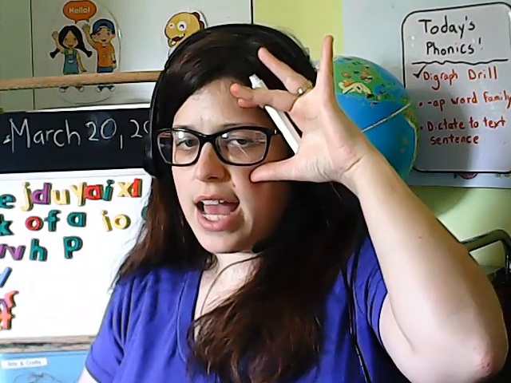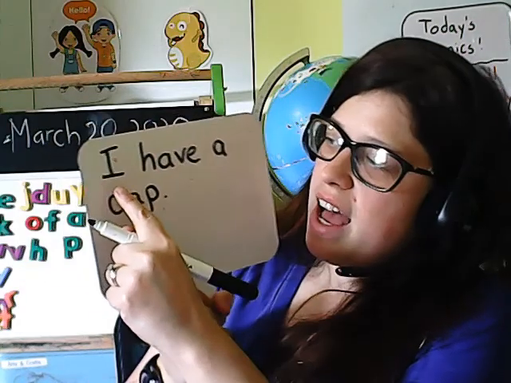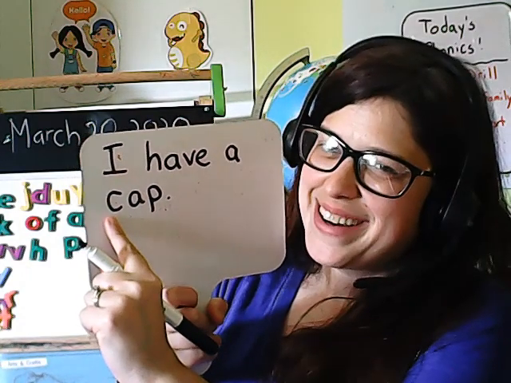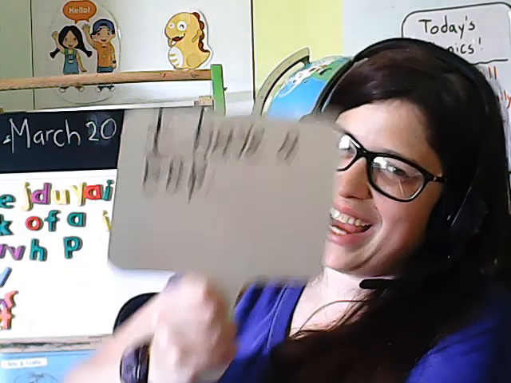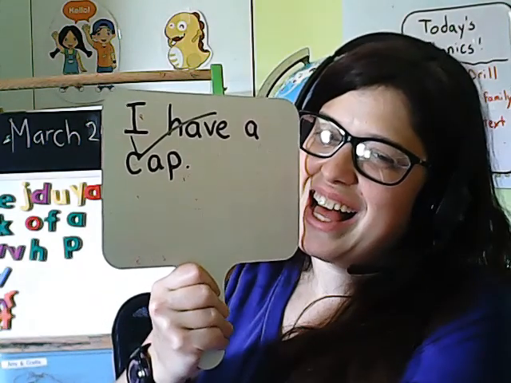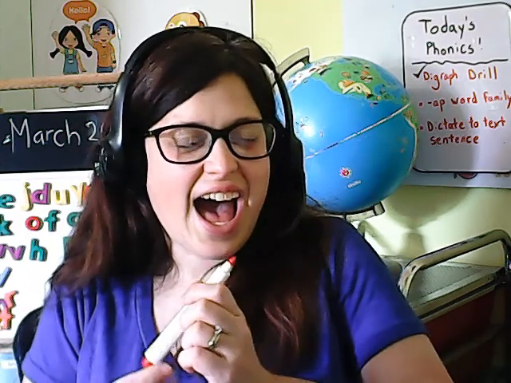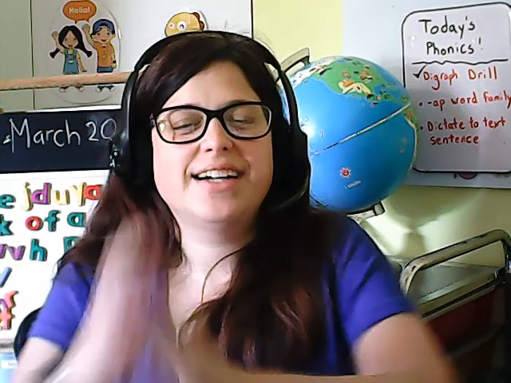Let's look and check your sentence to my sentence. I have a cap. If you are correct, give yourself a big check. Let's try one more sentence. I like to clap. I like to clap.